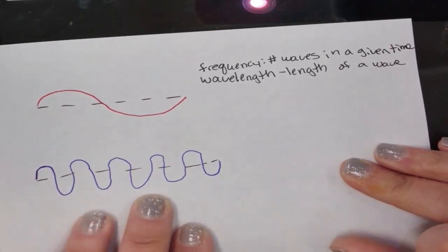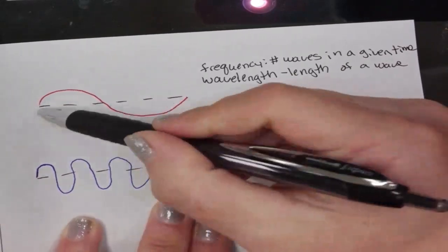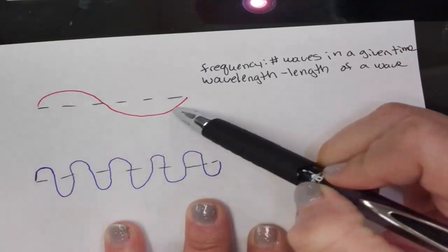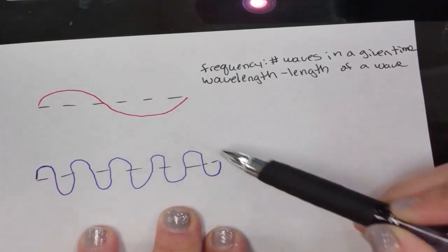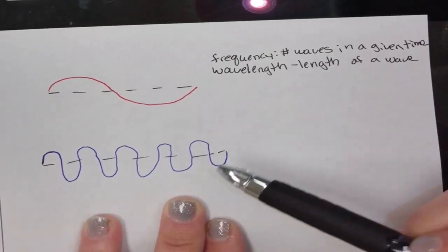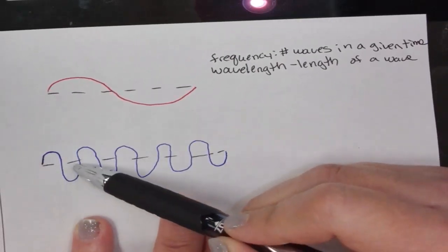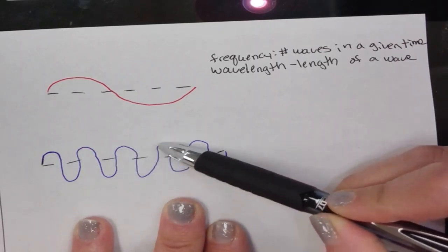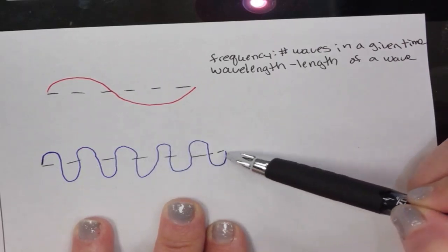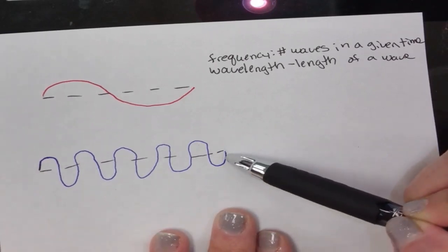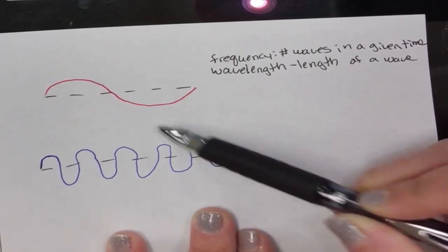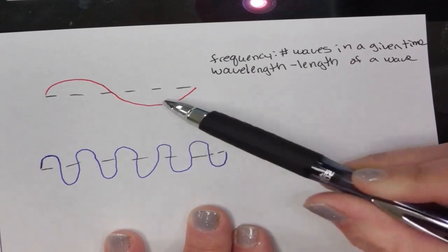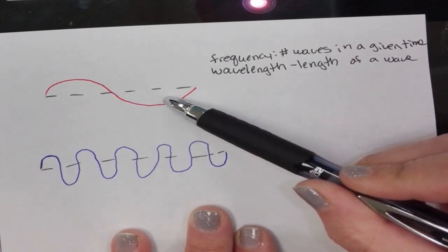So let's look at my red and my blue. One up and one down is a wave. So my red has one wave, and in the same time period, my blue has 1, 2, 3, 4, 5. So my blue has 5 waves, my red has 1 wave. So there are more waves in the blue than there are in the red.